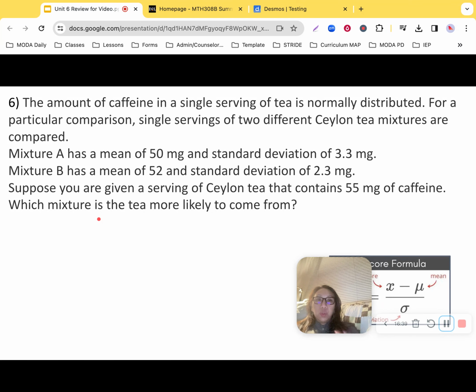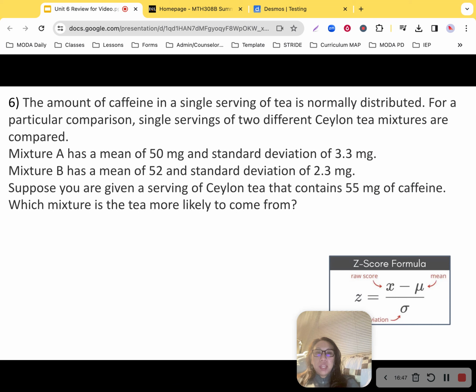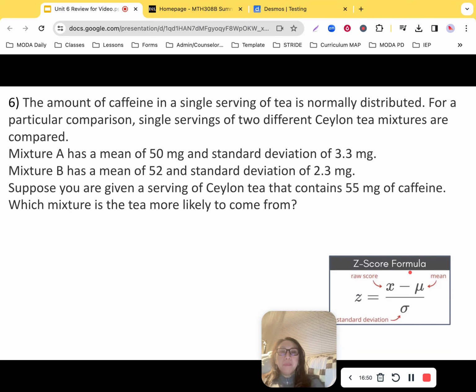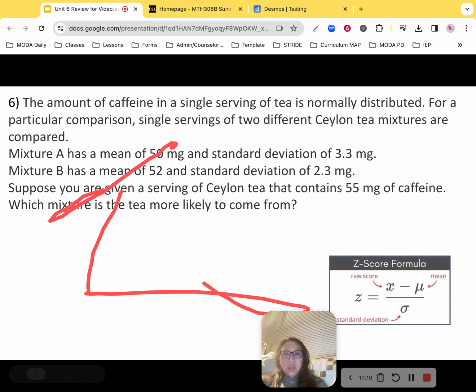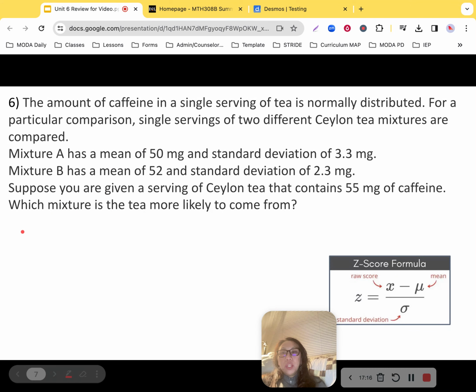So what we're going to do here is compare their z-scores. So remember your z-score formula. Let's put it here so you can see it. Z is equal to the raw score minus the mean, divided by the standard deviation. So we are going to find the z-scores for each mixture, and then we are going to compare them. So first, we find the z-score for mixture A.